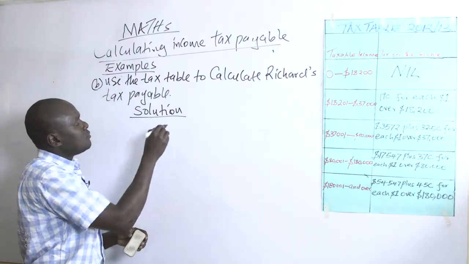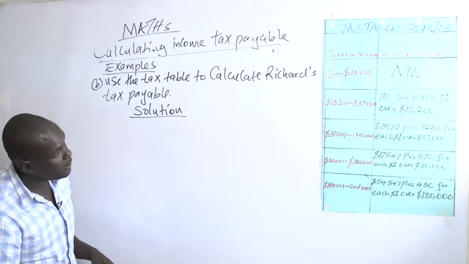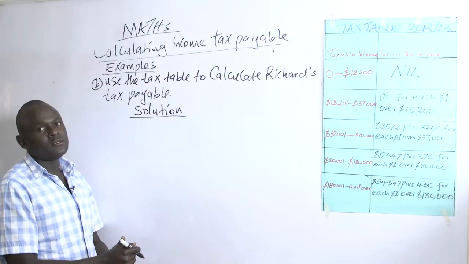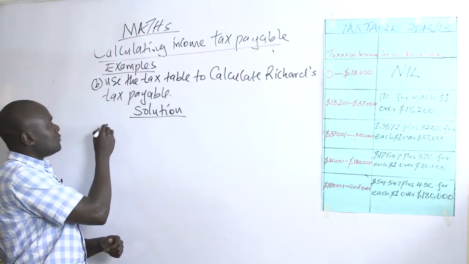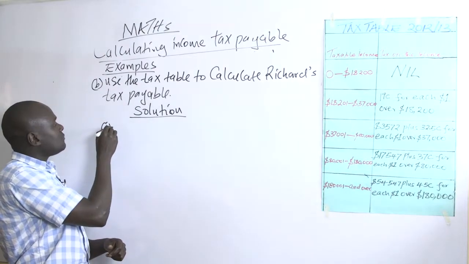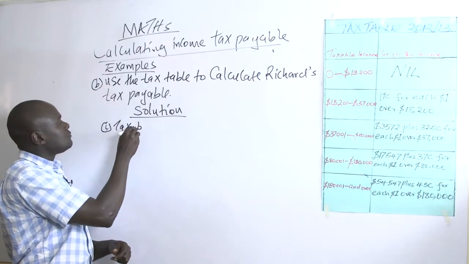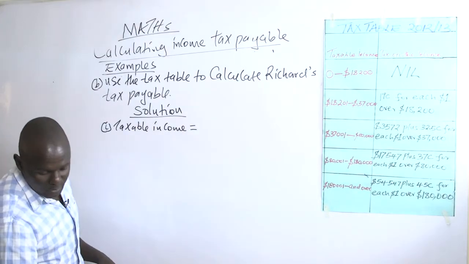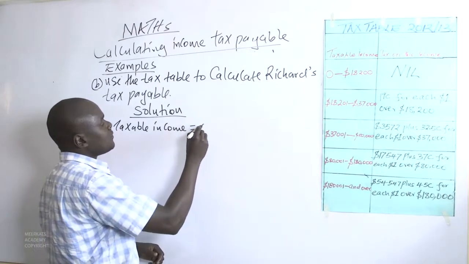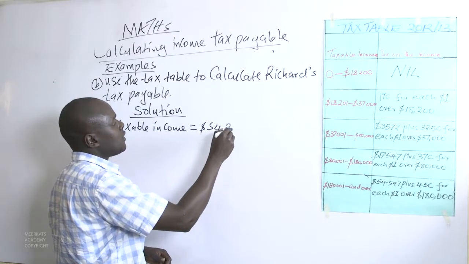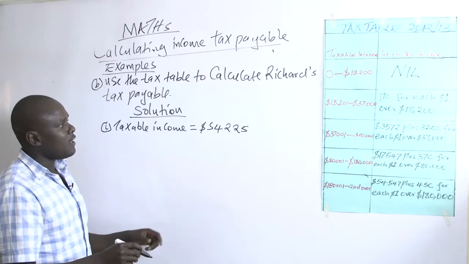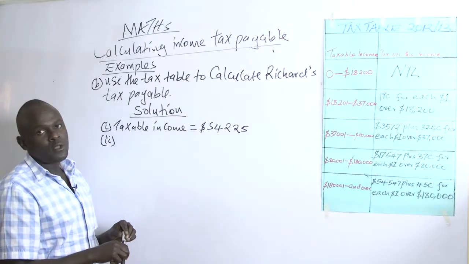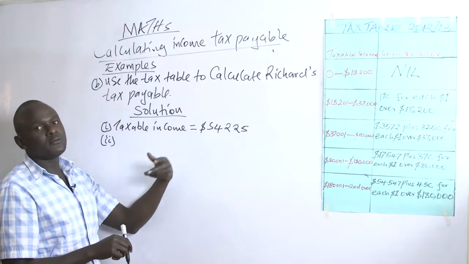So when we want to calculate the tax payable, there are a few things we are supposed to look at. First of all, we need to identify the taxable income. In this case, the taxable income we have just calculated is $54,225. Having identified that, we also need to identify the tax bracket in which this taxable income falls.